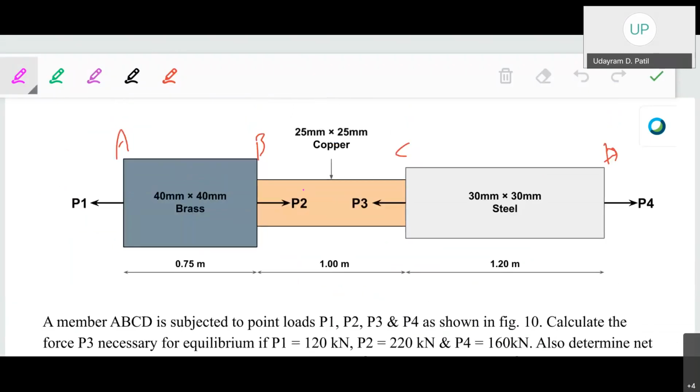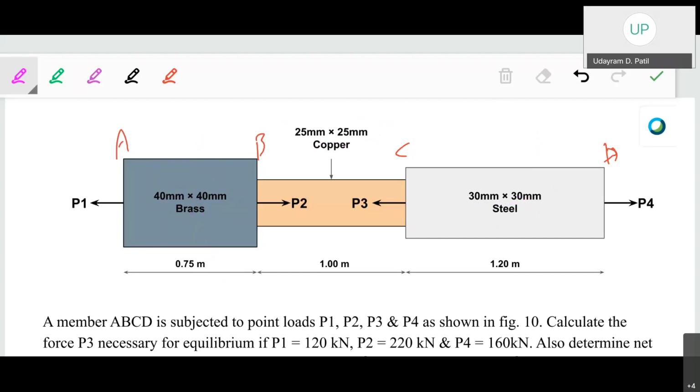Okay, for the section AB the load will be different at the different sections. Okay, here P1, here your P2, again here P3 and here P4 is applied. Okay, as well as the diameter or the cross sectional area of the particular section is different. Okay, for the AB section it is 40 by 40, for the BC section it is 25 by 25, whereas for the CD section it is 30 by 30. As well as here the metal or the material for that particular section will be different. Here the first one is brass, second one is copper, and third one is steel.